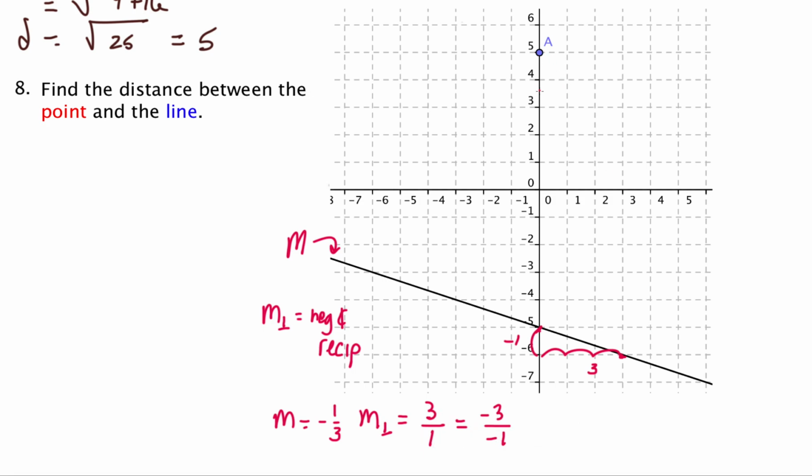So that means we're going to go down 3 and to the left one. Boom, right there. Down 3 and to the left. And look, we're right on the line. That's nice. And we're going to make a segment. And there we go. We need to find this distance. This is the shortest distance, D.